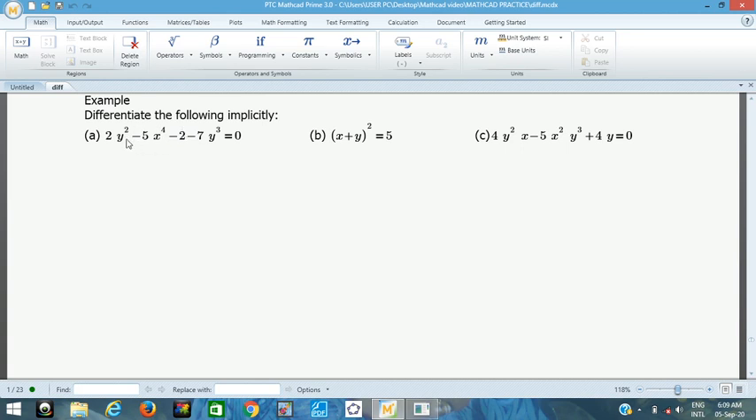What you do when you are trying to differentiate in a situation like this using implicit differentiation, the most important thing is, whenever you differentiate y, you must multiply the result by dy/dx. So that is all you need to do. Let me start with this first one. You will see what I mean by that. If I differentiate this one, I'm going to get this.